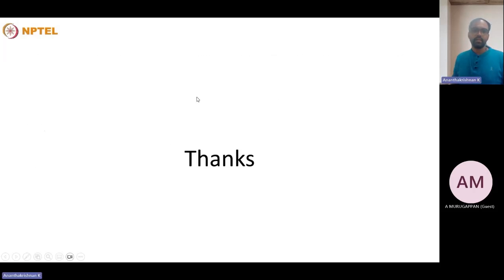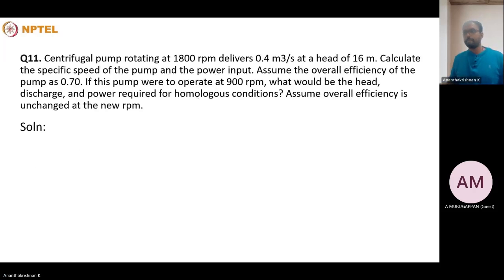Is my screen visible? Yeah, visible. Just try to do this problem. This uses affinity laws.